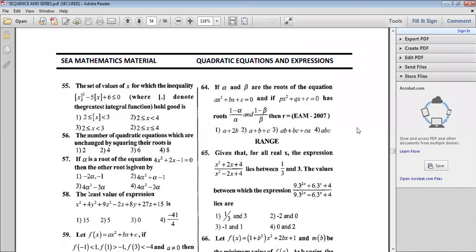Next, look at the 56th problem. The number of quadratic equations which are unchanged by squaring their roots. Even though if you square their roots, how many quadratic equations are not going to change? Just observe here.